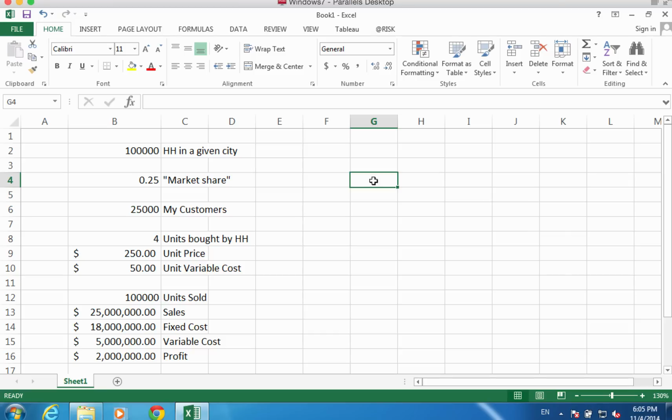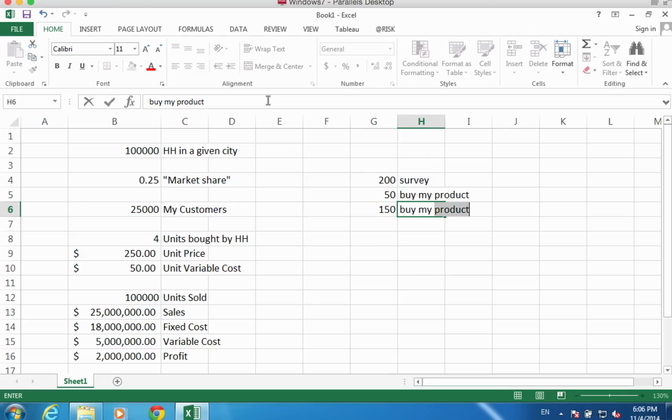So let's say that after operating for a while, I test the markets. I pay for a study from a marketing research company. So they go ahead and they conduct their survey. They ask 200 people in the survey, and 50 of them say, yes, I buy the product. 50 people buy my product. And the rest, 150, buy my competitors' product. Okay, so these are the results of the survey.